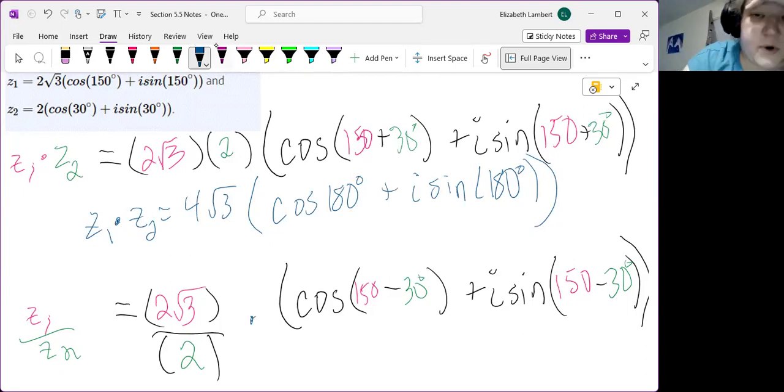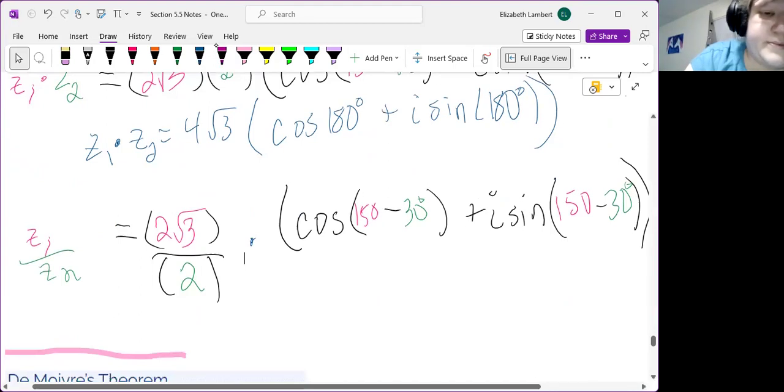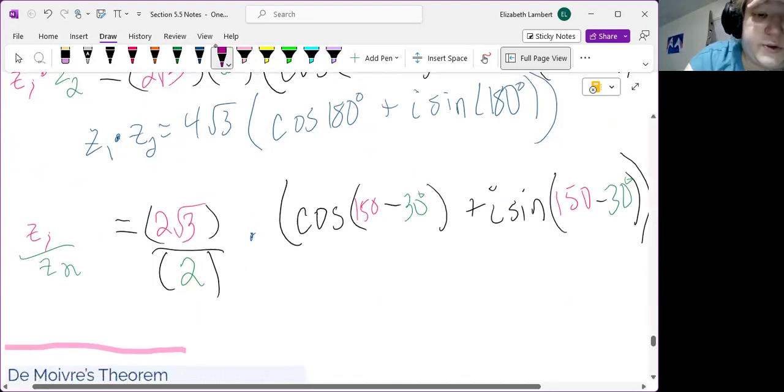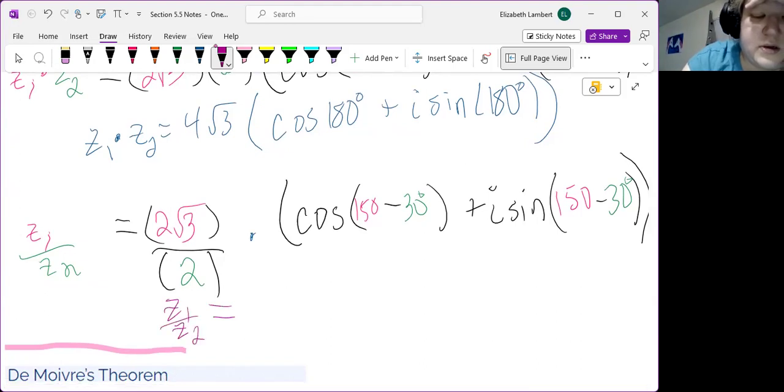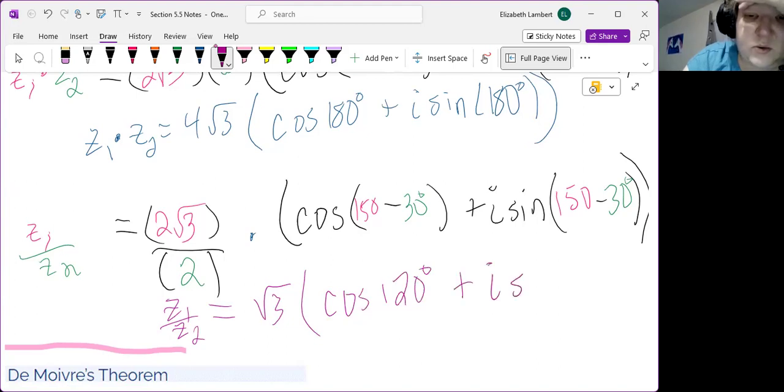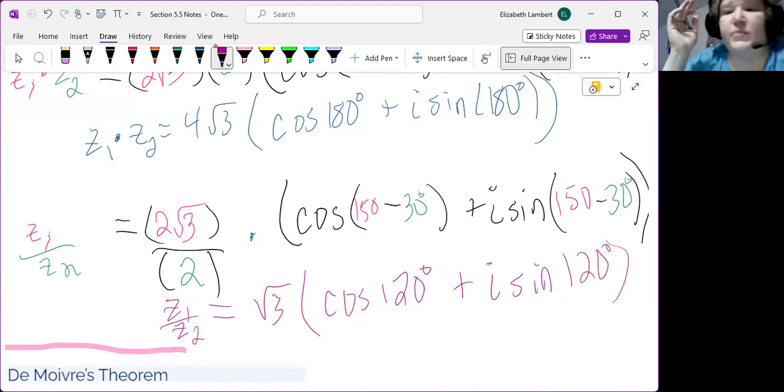All right, now down here for our quotient, 2 square root of 3 over 2 is just the square root of 3 now. And this will be the cosine of 120 plus i sine 120, which is somewhere in quadrant 2. Just like that, they give us a nice pattern. We apply it. That's it.